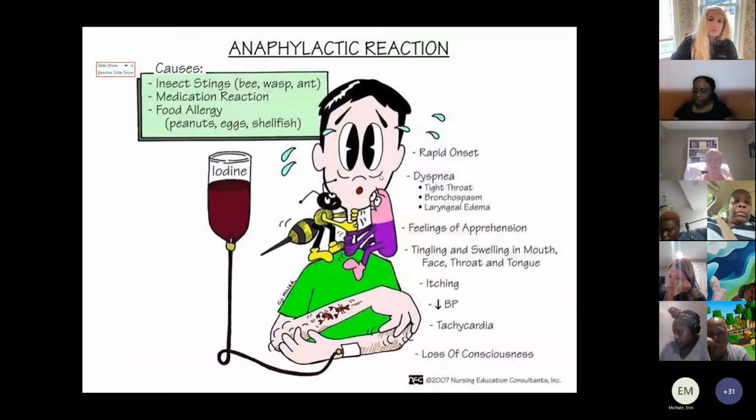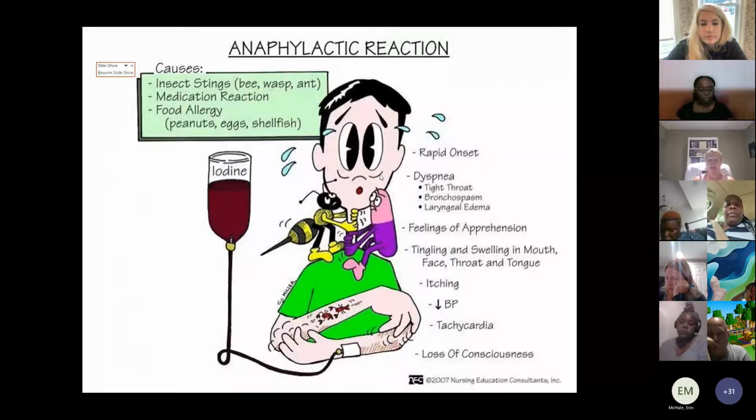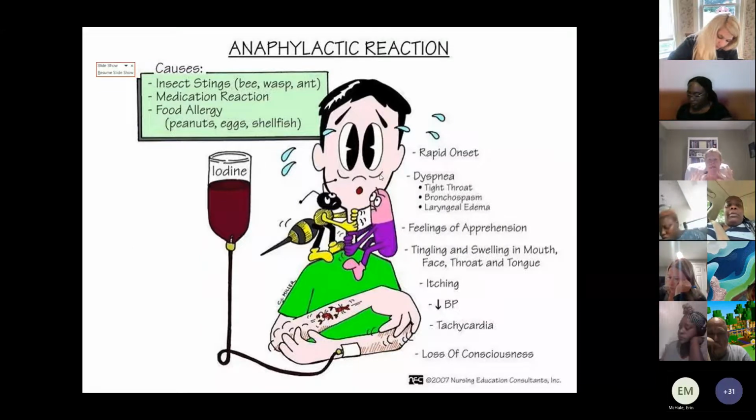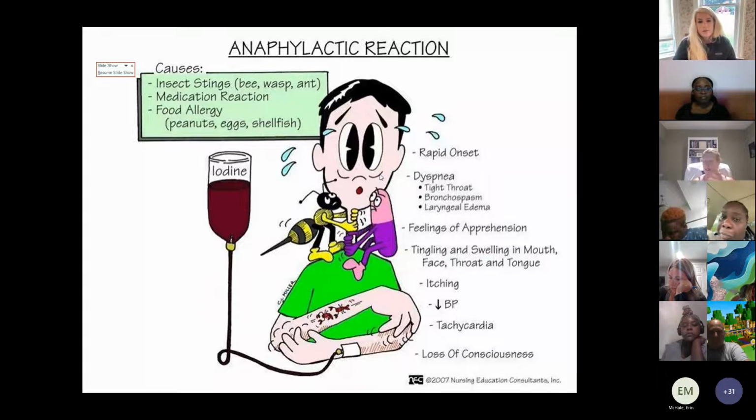So this is just what the anaphylactic reaction looks like. Anaphylactic reactions usually happen very, very quickly. They're going to complain of shortness of breath. They're going to have that swelling inside their throat. They may have that feeling of impending doom. We've talked about that before. They just feel like things aren't right. They might complain that they have tingling in their mouth, swelling in their mouth. Their lips may swell up. But definitely that low blood pressure and increased heart rate, again, because the body is trying to compensate. And then if things continue to progress, maybe even loss of consciousness.